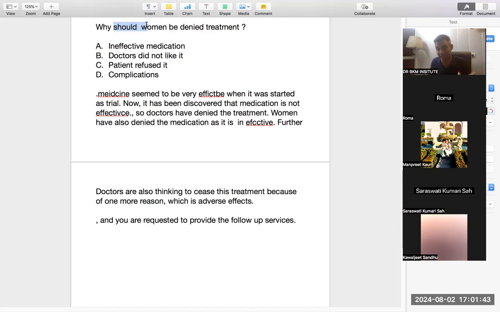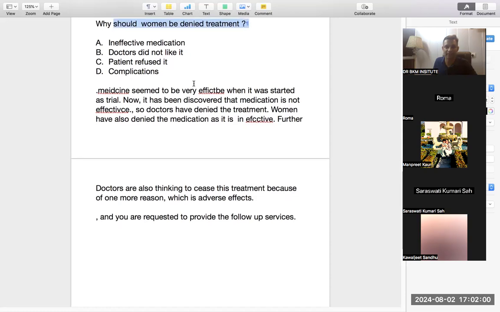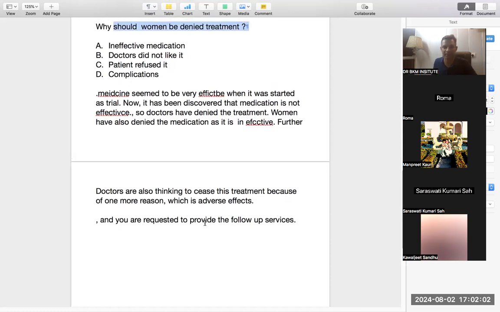What does the writer suggest in this paragraph? Suggest means the question is about a solution. The word suggest means what is the suggestion. So you need to understand these words. Why should women be denied treatment? Because doctors are also thinking to cease this treatment because of one more reason, which is its answer. So in both cases, the answer is D. I'm not changing the answer, but just wanted to teach you why tenses are so important.